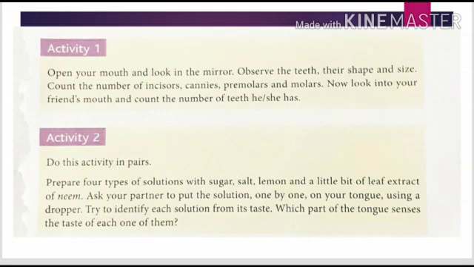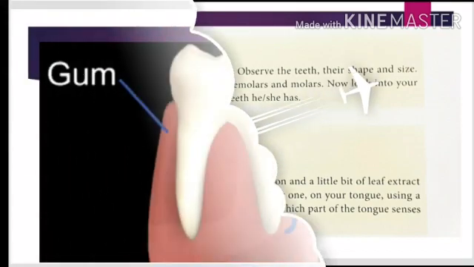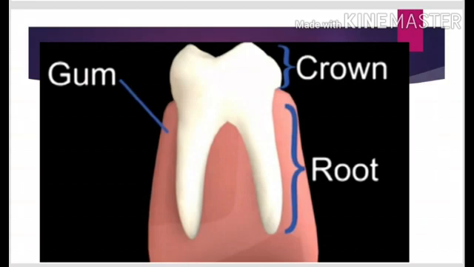The second activity given here is to judge how the small bumps, that are the taste buds present on our tongue, are responsible for tasting different substances like sour, bitter, salty, or sweet. You can do it with the help of your friend or with the help of a sister or brother. Now I'm going to explain your observation.